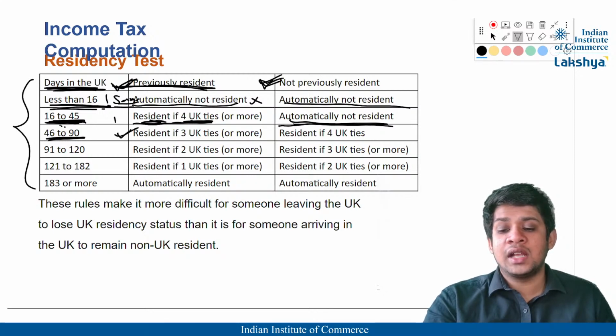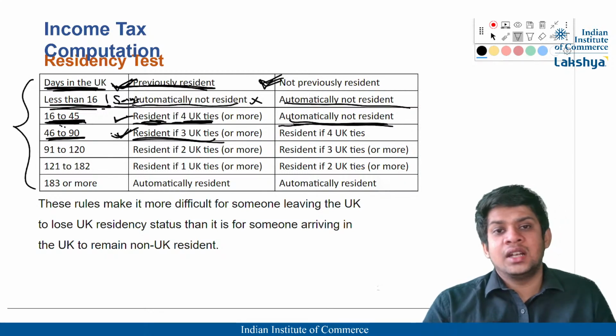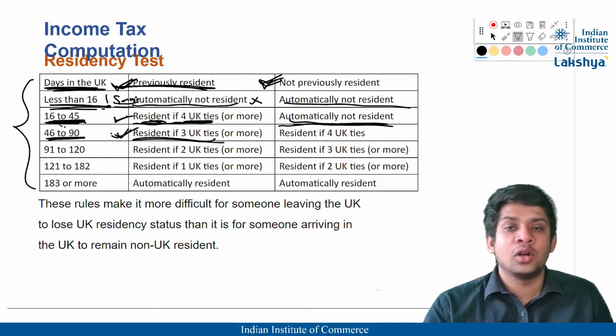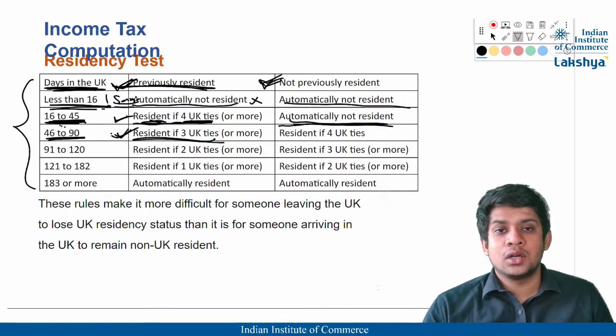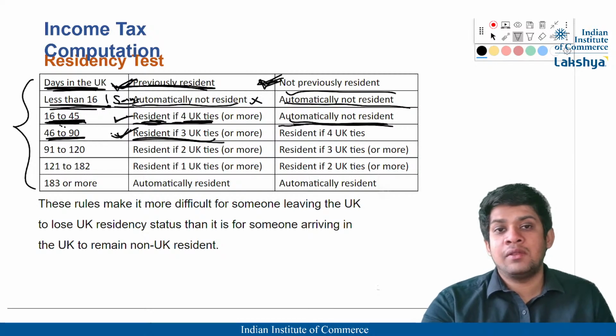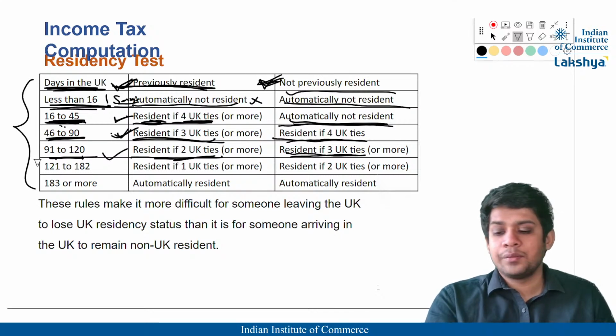Here he has to meet 3 ties for UK residency, and so technically if he meets 3 ties, then he'll directly be a UK resident. Okay, so he has to save himself from a lot of ties if in case he does not want to be a UK resident. Okay. Then for not previously resident, that he was not a previous resident in the previous years, in such a case, he has to meet 4 ties, and that keeps on going down. If he has stayed 91 to 120 days in UK, then he will be resident if 2 ties are met or more. Okay. And if he was not previously resident, he has to meet 3 ties.